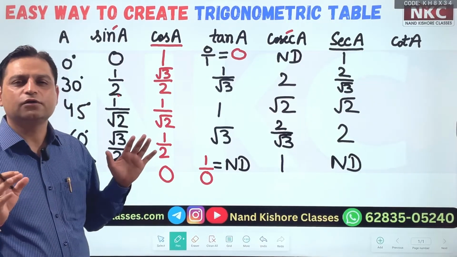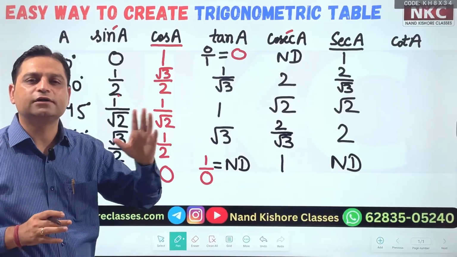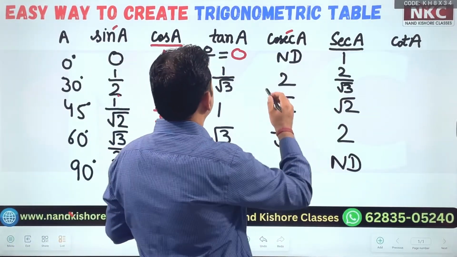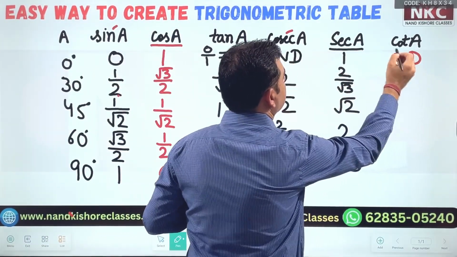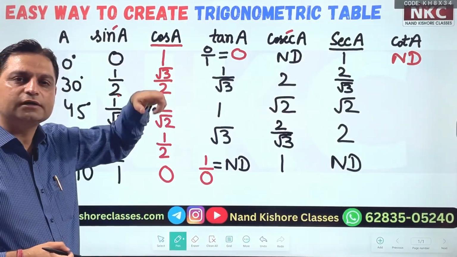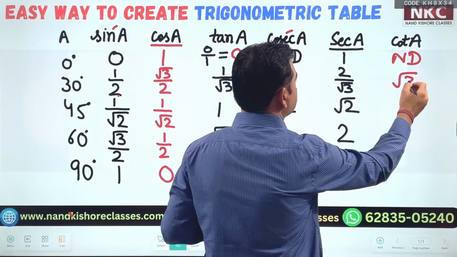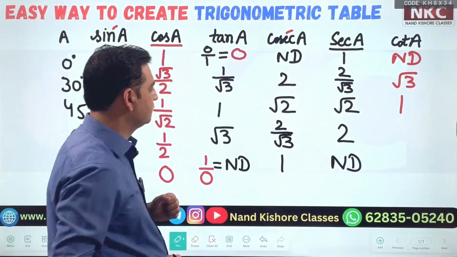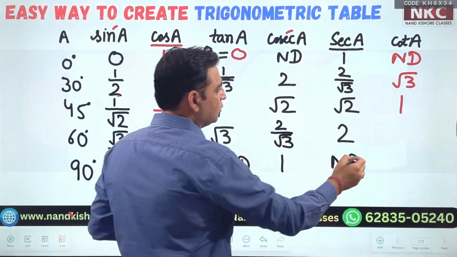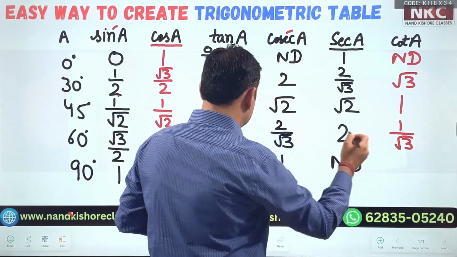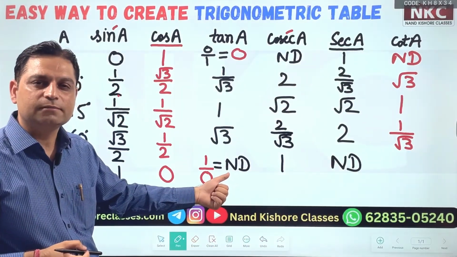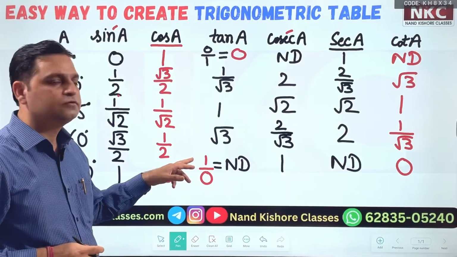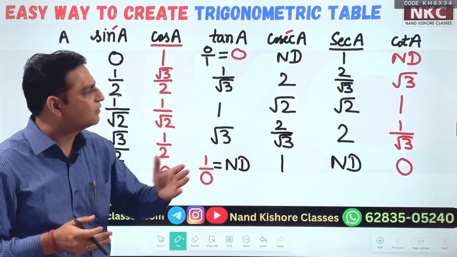Do keep it in mind, it is not difficult, it's very easy. The last column left is cotangent A, which is the reciprocal of tangent. 0. If this is 0, that means this is not defined. 1 over root 3, its reciprocal is root 3. The reciprocal of 1 is 1 only. The reciprocal of root 3 is 1 over root 3. And then the last one was not defined. The reciprocal of not defined is 0. Do keep it in mind, because the reverse of 1 over 0 is 0 upon 1. That is how this table can be learned.